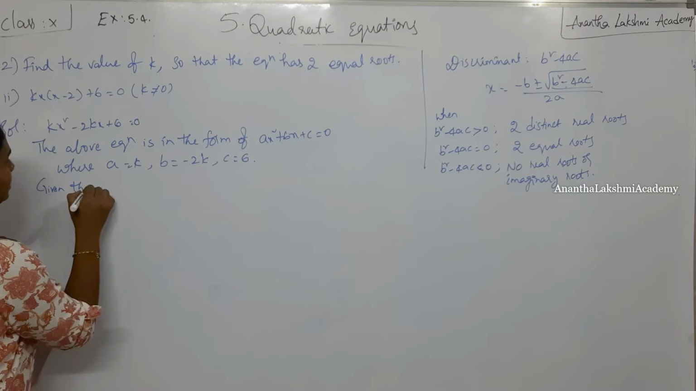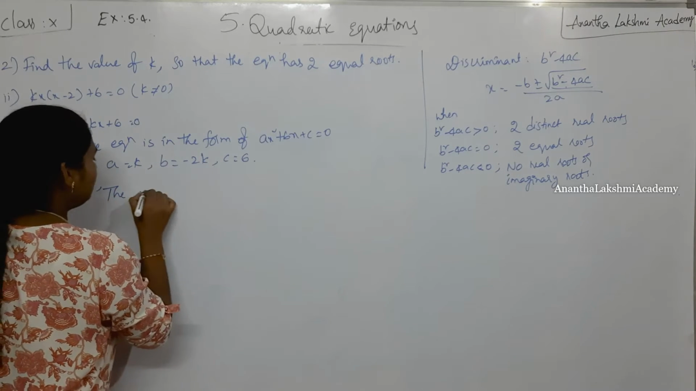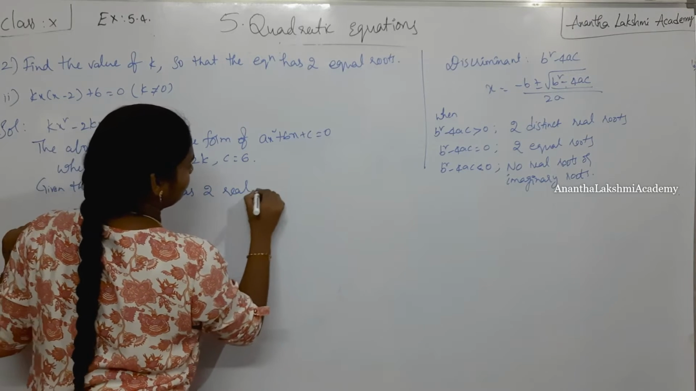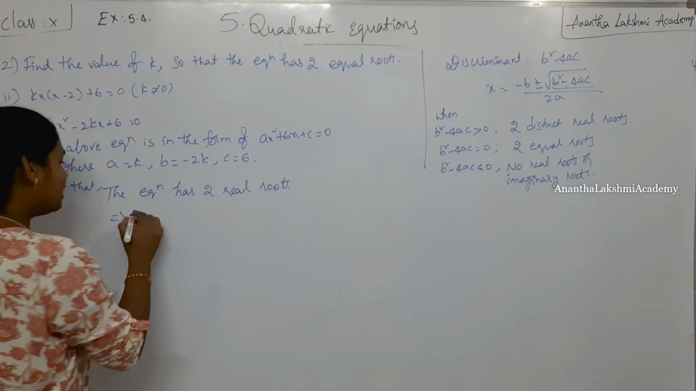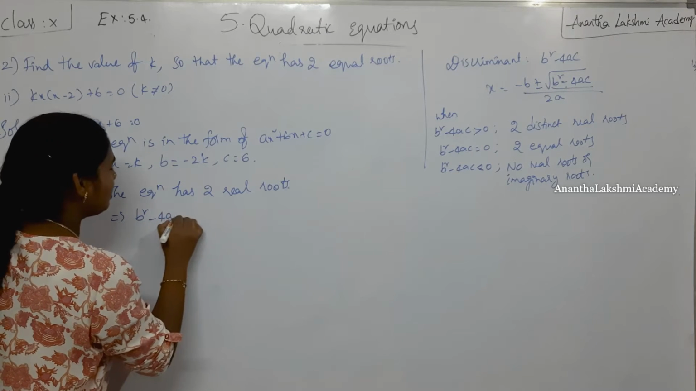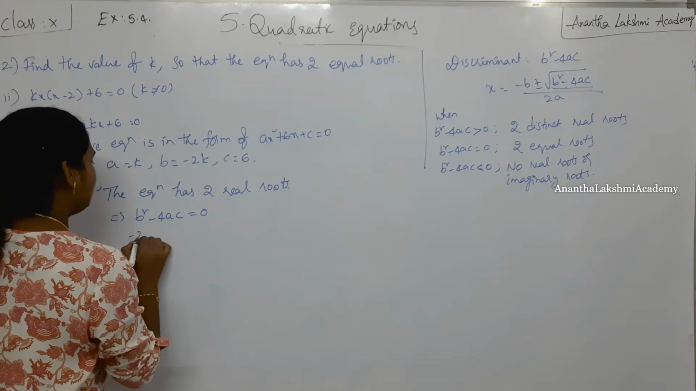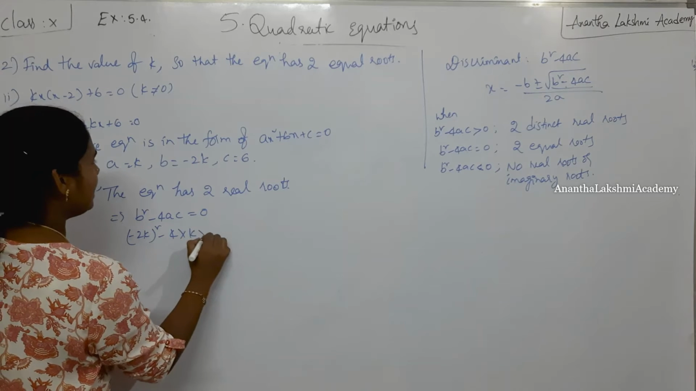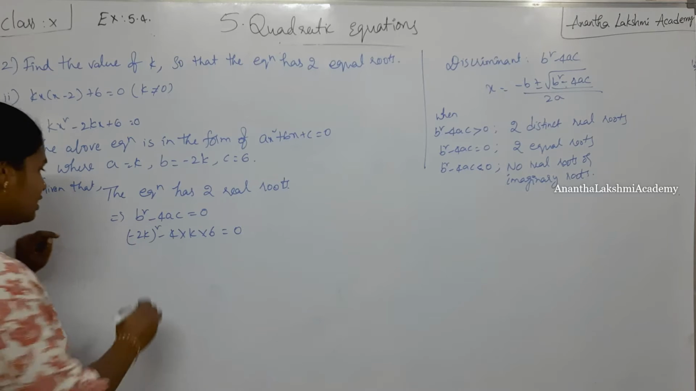Now what is given? Given that the equation has two equal roots, what does that imply? The discriminant value is 0. b square minus 4ac is equal to 0. What is b square? Minus 2k whole square minus 4 into a, which is k, into c, which is 6, is equal to 0. Minus into minus is positive.